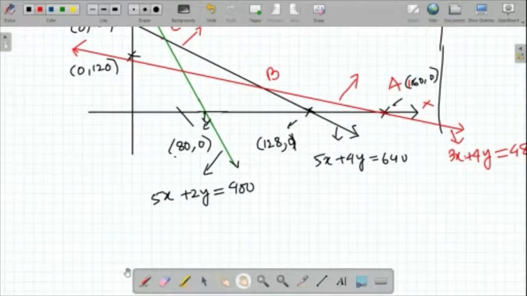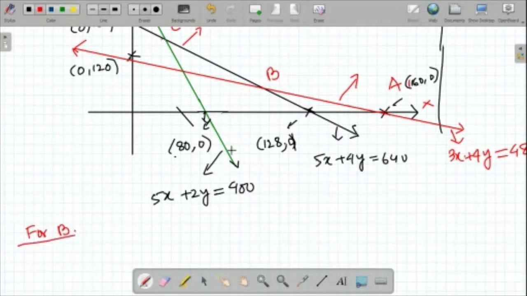Now for finding B, which equation do we have to solve? We have to find the intersection of this red line and this black line. That means we have to solve 3x plus 4y equal to 480 for B. Let's write the equation. 3x plus 4y equals 480. And what is the other equation? 5x plus 4y.